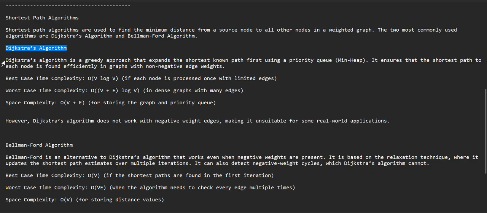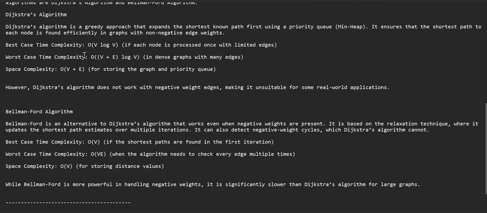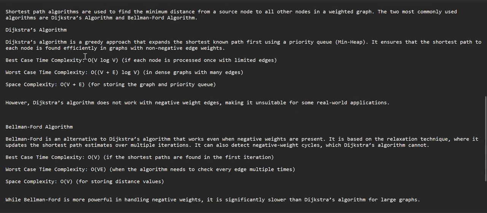Dijkstra's algorithm is a greedy approach that expands the shortest known path first using a priority queue. Priority queue is the most important part of this. It ensures that the shortest path to each node is found efficiently in graphs with no negative edge weights. Best case time complexity for Dijkstra's algorithm is order of V log V, that means vertices log vertices, if each node is processed once with limited edges.